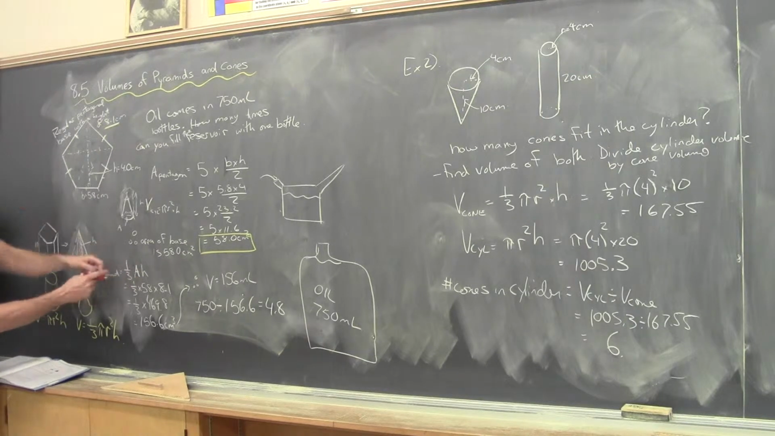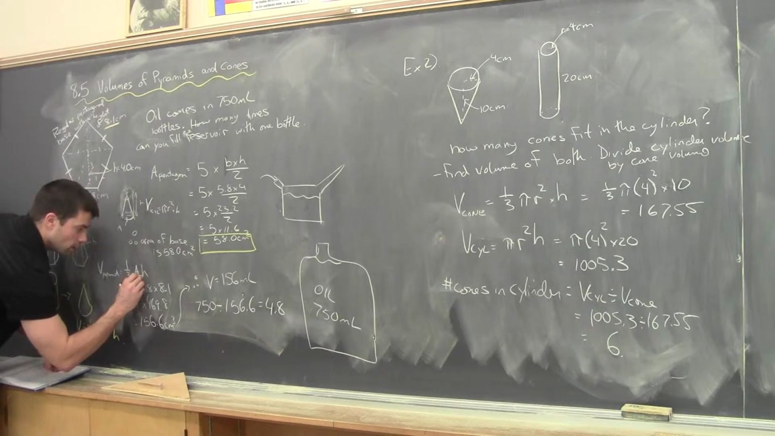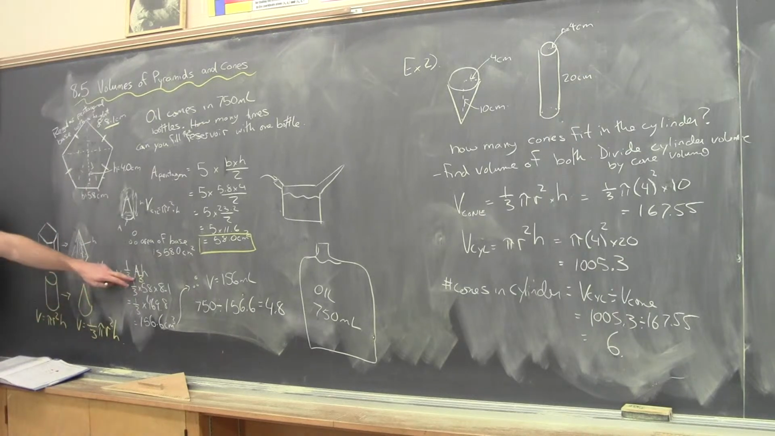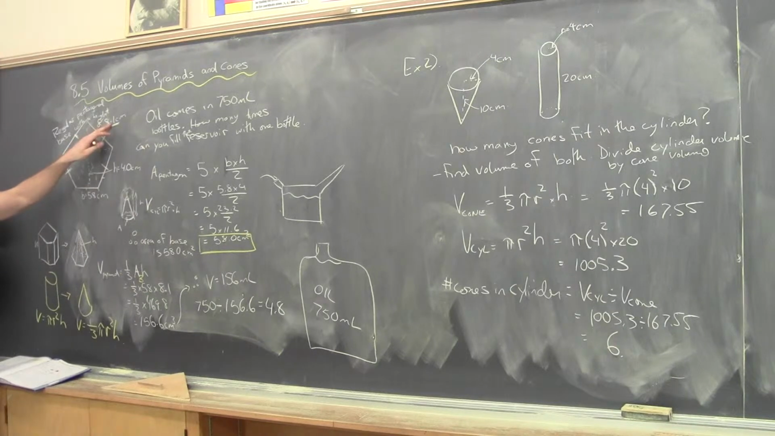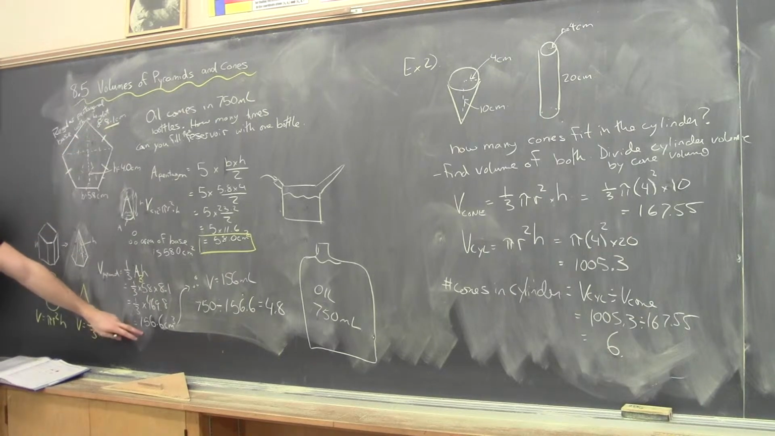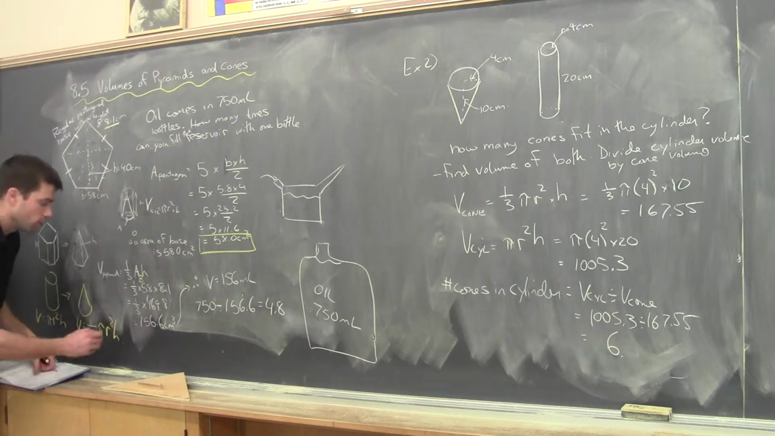1/3 times the area of the base, I'm going to add a little b there, which we calculated was 58, times the given value of the height. Okay, so we figure out our volume of our pyramid is 156.